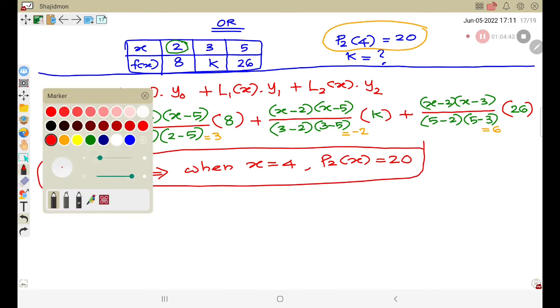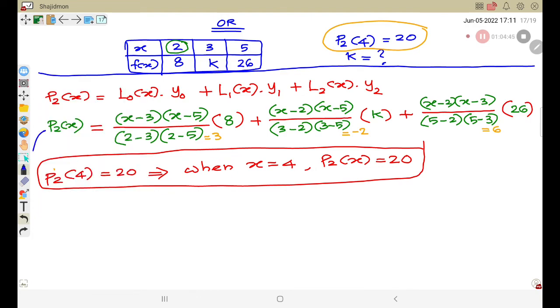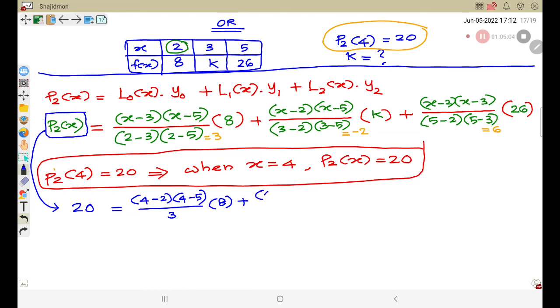Apply this condition. So what you will get, apply here P2 of x, this one, P2 of x means 20 equals, apply x number 4. So 4 minus 2, 4 minus 5 divided by 3, already we calculated, multiply 8 plus 4 minus 2, 4 minus 5 divided by minus 2, multiply k plus 4 minus 2, 4 minus 3 divided by 6, multiply 26.